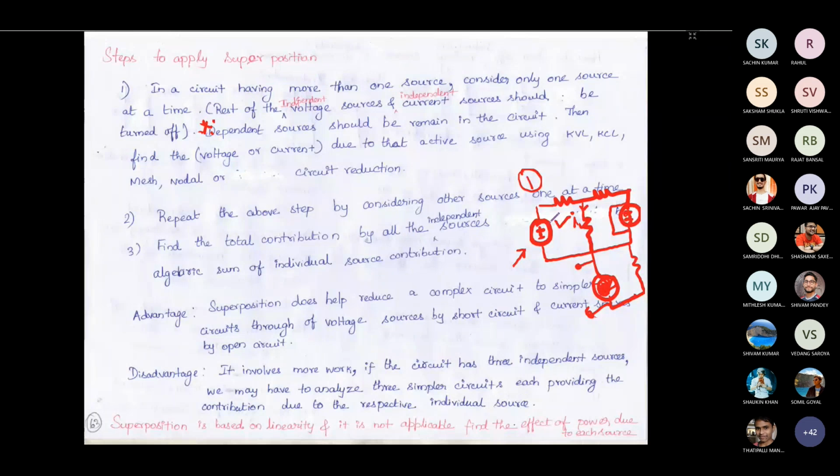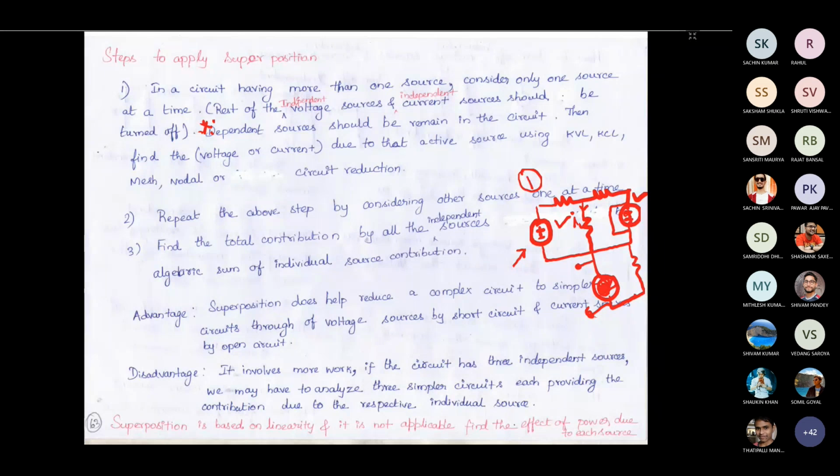Now this is the first step. The second step is to consider the second source, and you replace the other sources with their internal resistance. Then using mesh, nodal or circuit reduction, you find the current required to pass through that particular path. Once you find the individual contribution of all the sources, you add them up to find the overall contribution of all the sources to that particular element. It can be a current or a voltage. So the overall contribution is the sum of the individual source contributions.